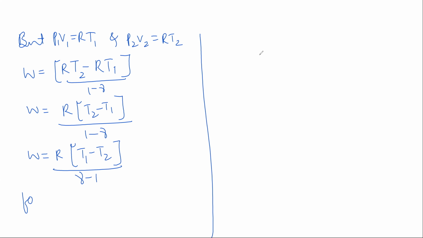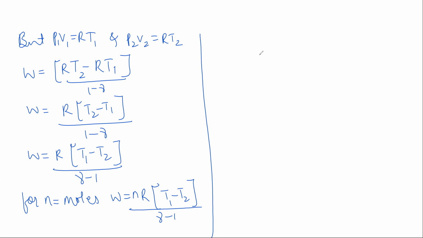So for 1 mole of ideal gas, and for n moles, how do we write it? Work done is equal to nR into T1 minus T2 whole divided by gamma minus 1. So this is the final expression.